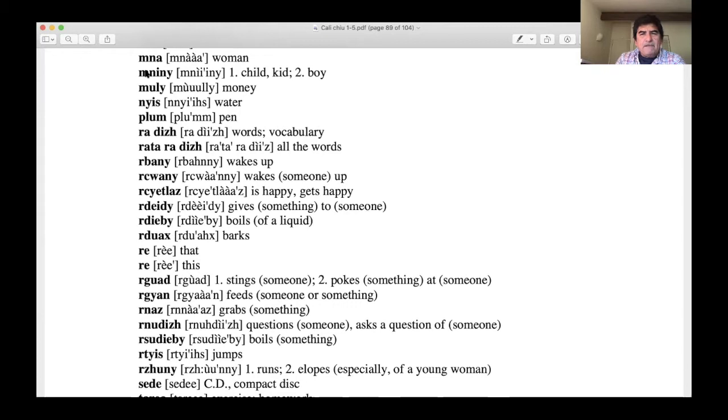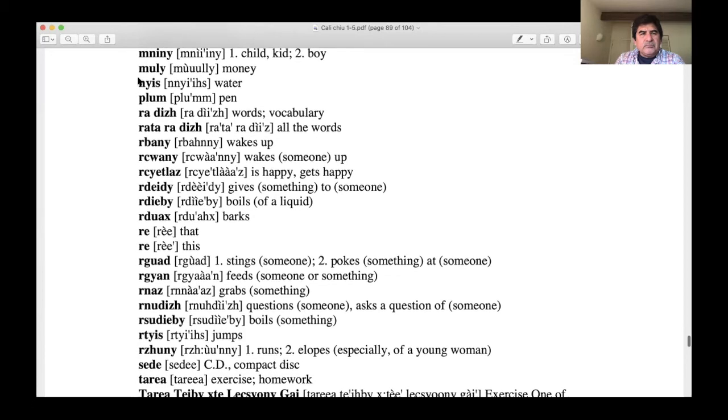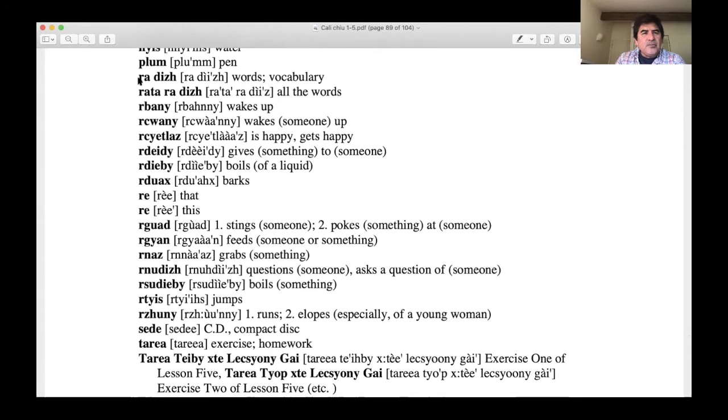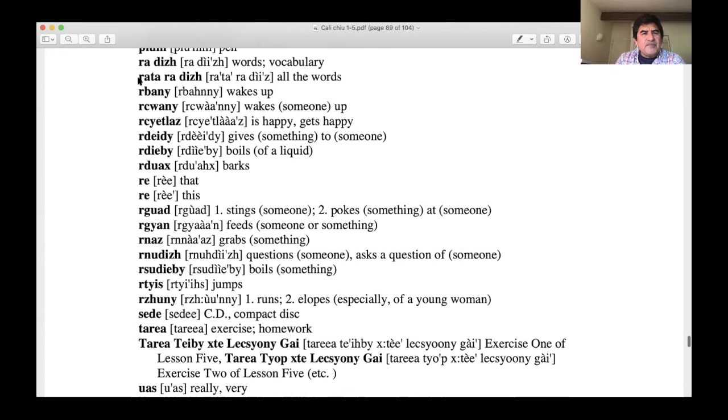Nah. Okay, if you guys look at my mouth, I start by closing my lips very tightly and then say the word nah. Okay, the same as the next word. Niin. Mul. Yes. Plum. And we have radish here, which means words or vocabulary.